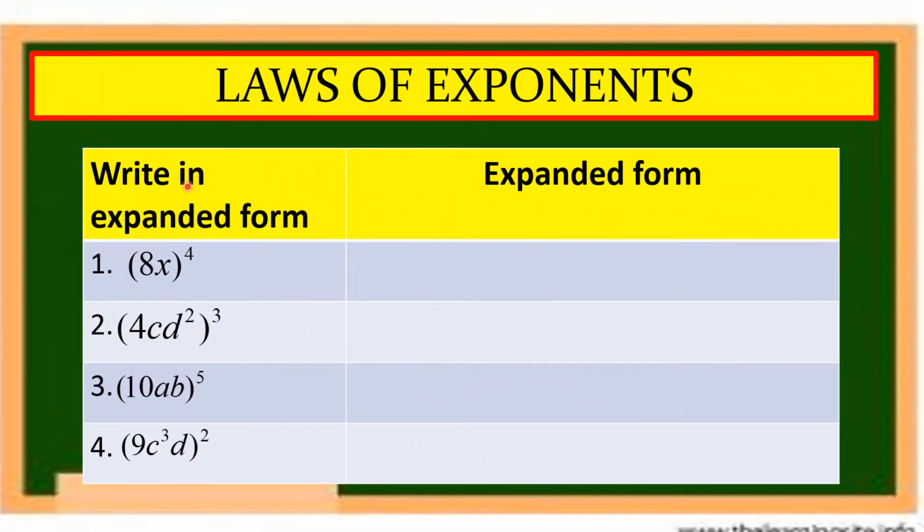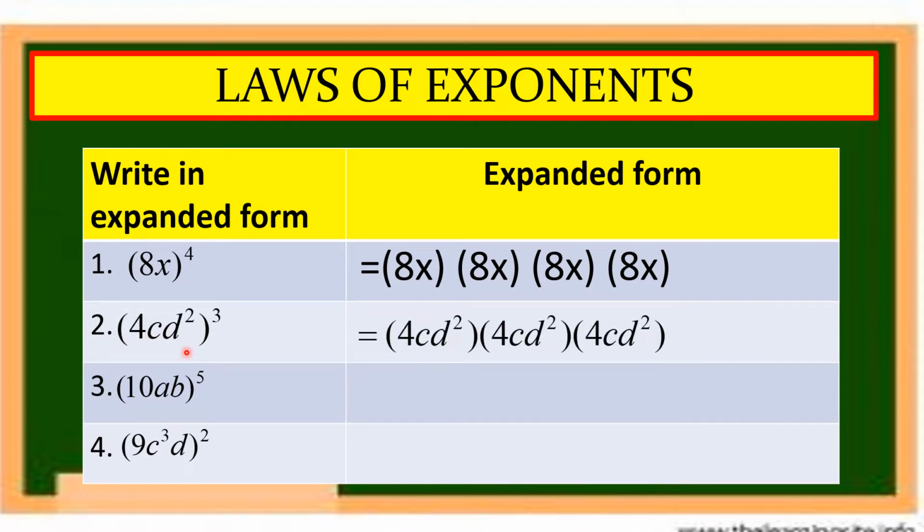Write the following in expanded form. The quantity of 8x raised to the 4th power means we need to write 8x 4 times. That is 8x times 8x times 8x times 8x. Next, the quantity of 4cd squared, quantity cubed. We need to write 4cd squared 3 times. So 4cd squared times 4cd squared times 4cd squared.